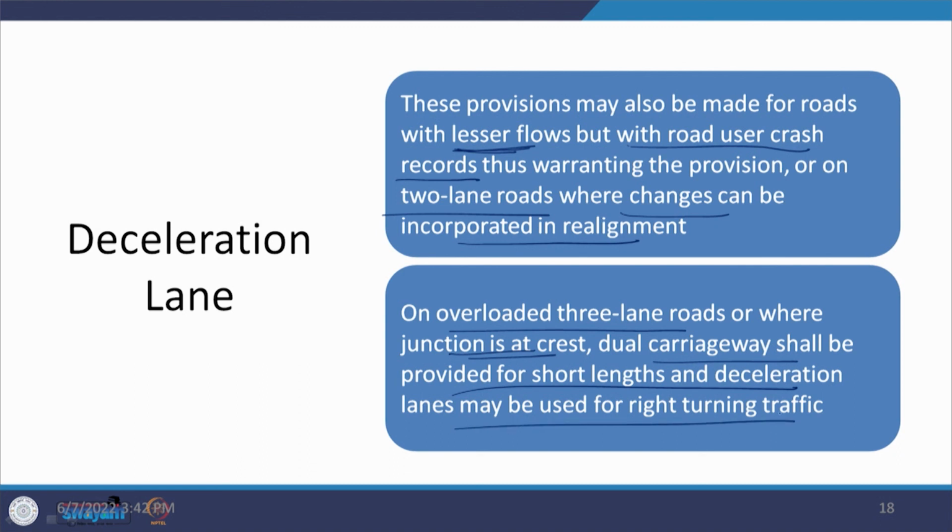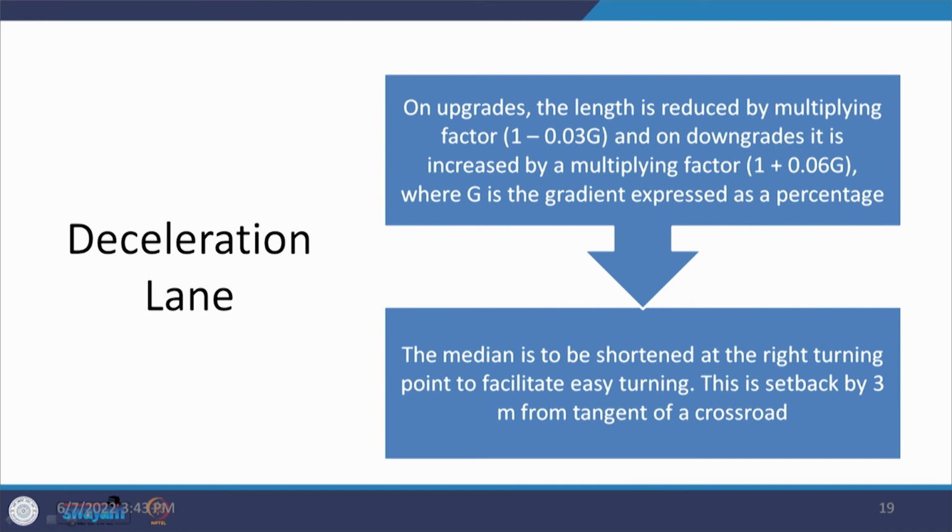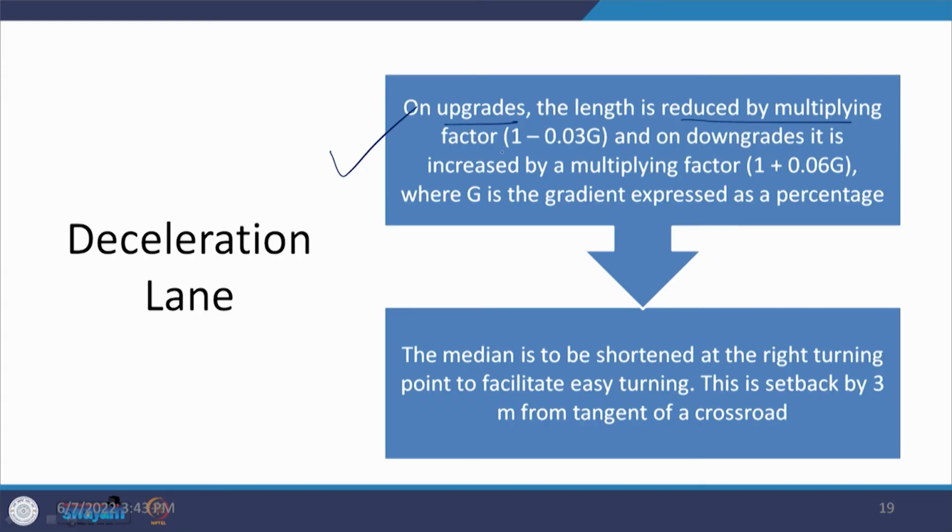So, it is trying to give you more and more information about the various situations which can be there, and considering those situations, examine the cases and see whether there is a requirement of providing that or not. Here again, if there is a gradient, then for that gradient it tries to specify whether to increase or decrease the length. So, it says that on an upgrade, the length may be reduced by a multiplying factor of 1 minus 0.03 g, whereas on a downgrade it can be increased by a multiplying factor of 1 plus 0.06 g, where again g is the gradient taken in percent form.